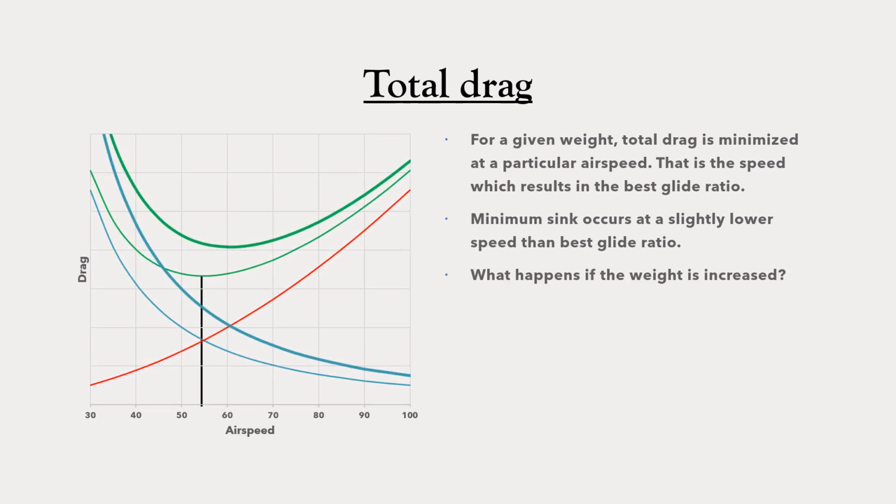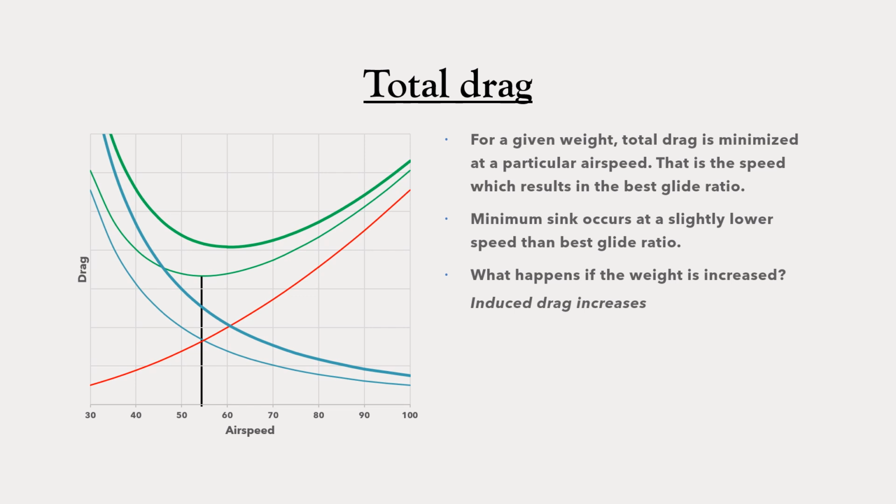So what happens if we increase the weight? When we increase the weight, our parasite drag didn't change, because the factors that influence parasite drag don't have anything to do with weight. But our induced drag goes up when we have higher weight, because the wing needs to produce more lift.